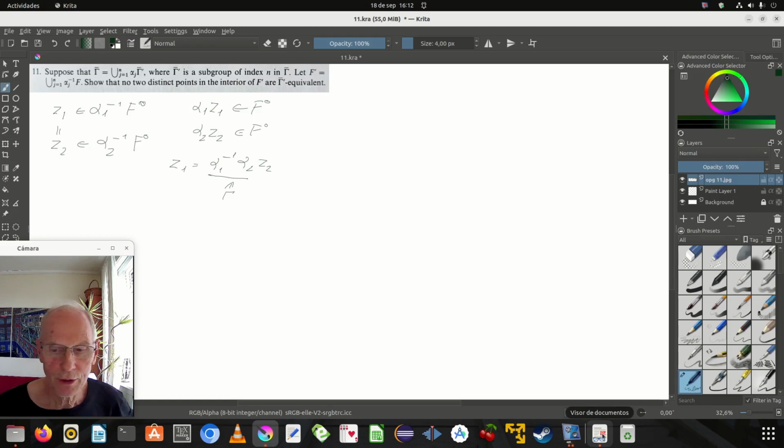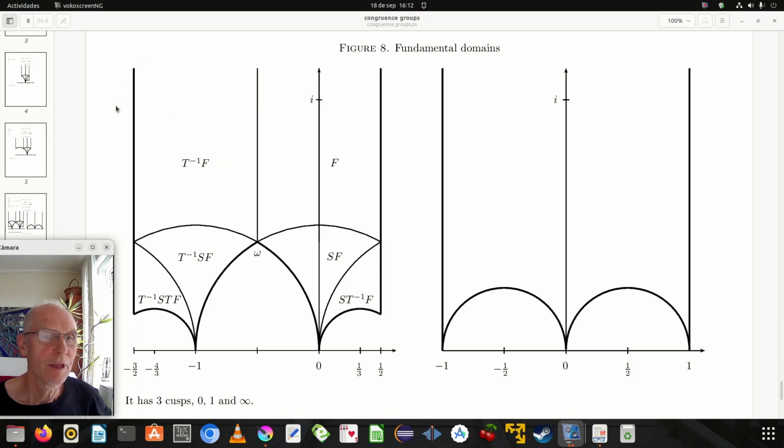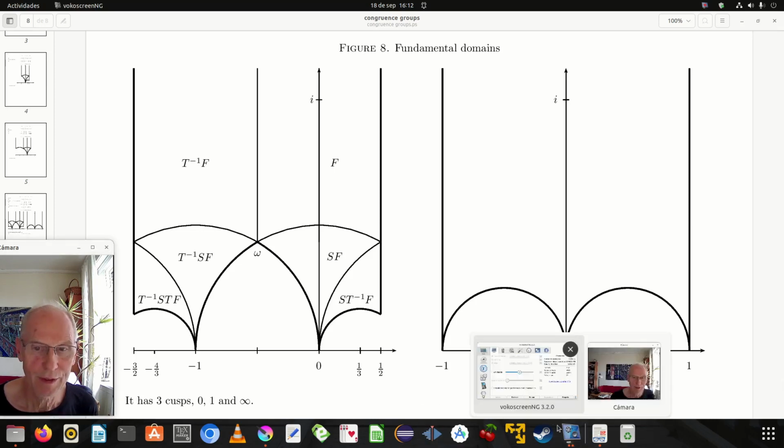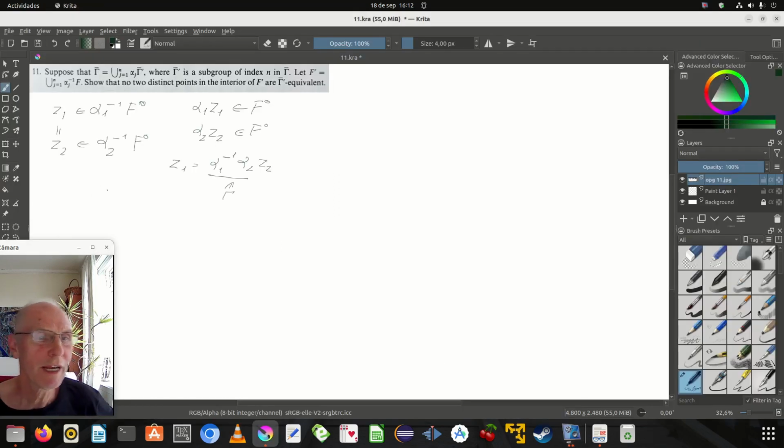But if we look at the fundamental domain of the full subgroup of level 2, gamma 2, then a point may actually lie here on the boundary between two components. And then what? So that's the problem. So this way I was only handling the trivial part.